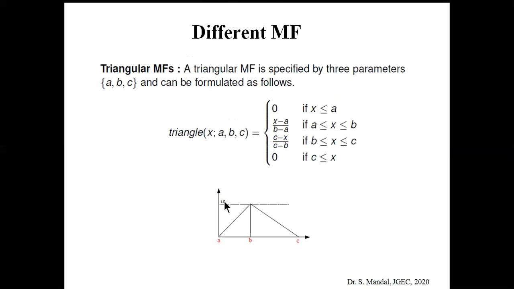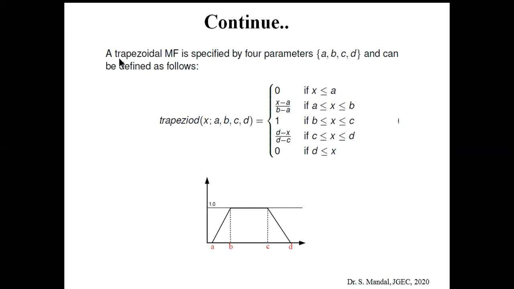So this is the triangular membership function. The shape of the membership function is like a triangle, and it has three parameters, and it is given by this function. So by controlling a, b, c, we can change the shape of the triangular function. Now coming to the trapezoidal. The shape of the trapezoidal membership function is like this. This is known as the trapezoidal, and there are four control parameters a, b, c, d. By controlling them, you can control the shape of the corresponding membership function.